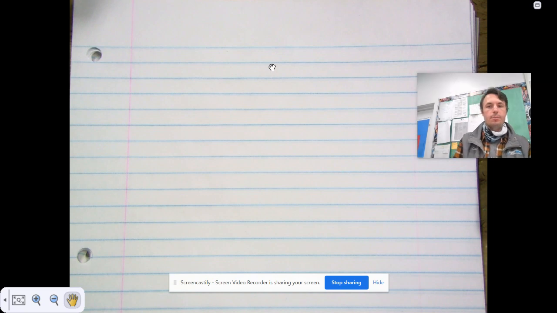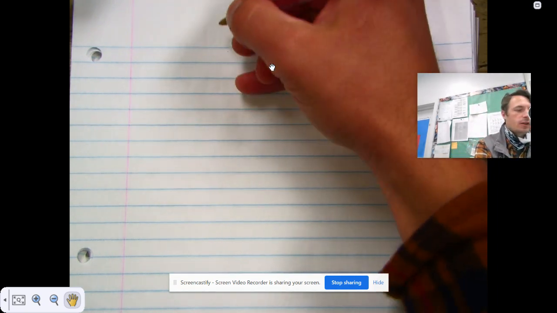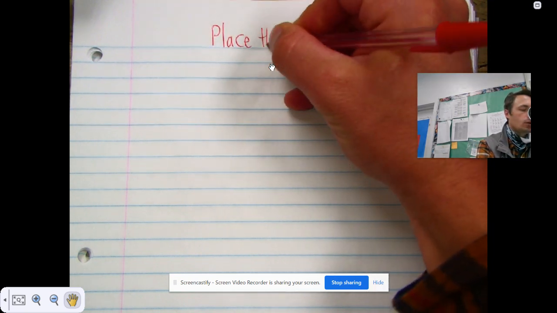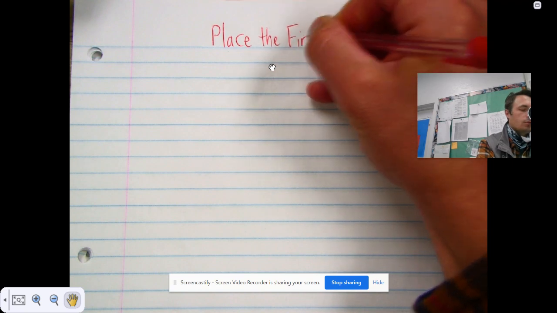Today's math lesson is called Place the First Digit. So please take out your math notebook, turn to your next available page, and write that at the top. Place the first digit.